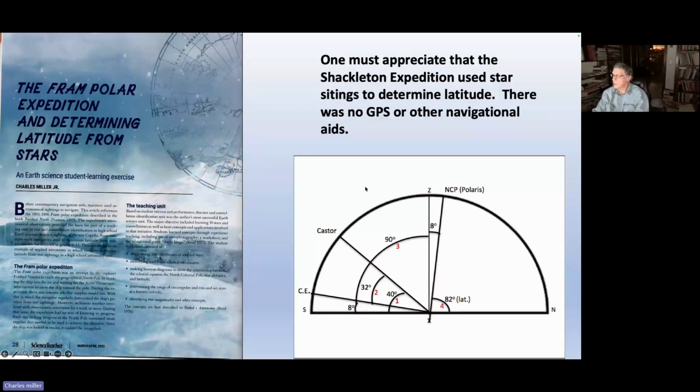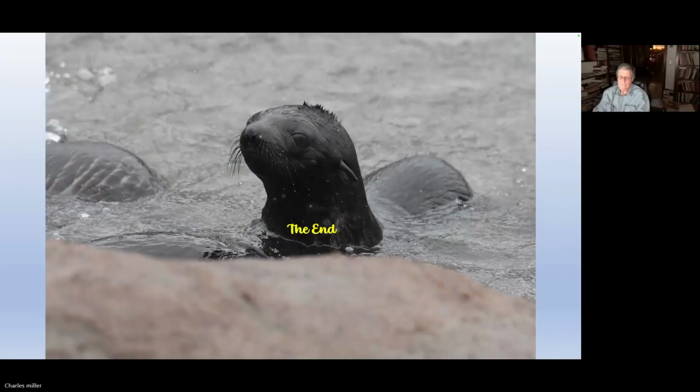And my last slide for the talk tonight is an article I published because when they were crossing the Drake Passage, they had to use celestial navigation. They didn't have radio. They didn't have GPS. And it's the same technique that I taught my high school earth science students, and I was kind of proud of that. So thinking of that, these students were on a par with the early navigators. And having said that, I thank you so much, and we come to the end.